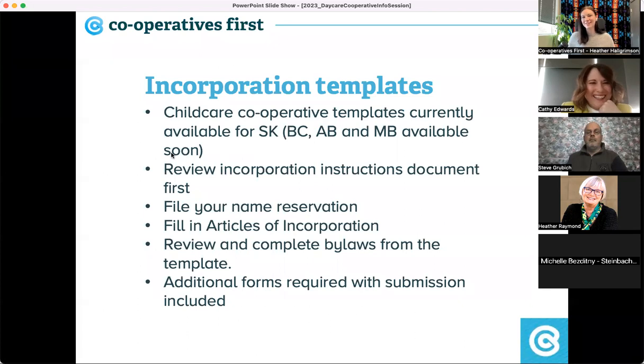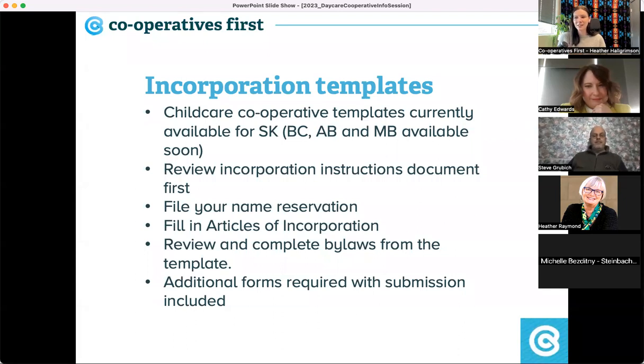Okay, so the things we're providing for each province are incorporating templates. Like I said, we have templates available, the public ones for Saskatchewan, and the other ones are coming. We already have them on Co-op Creator. They're not specifically for daycare cooperatives, but can easily be made into daycare cooperatives. There's an instruction document, so start with that and it will help you fill in the rest.